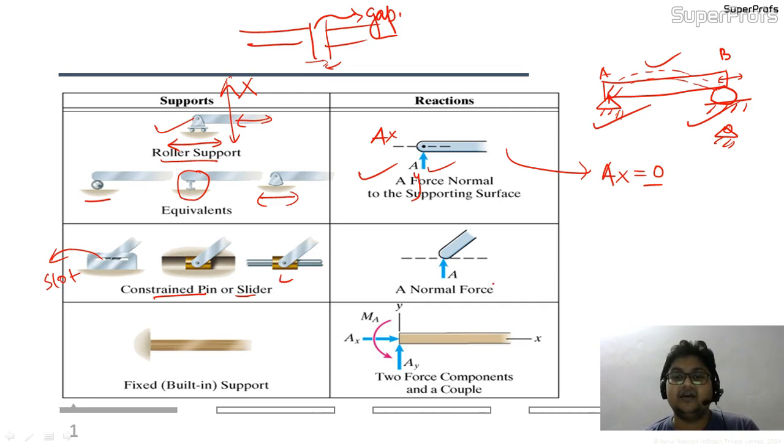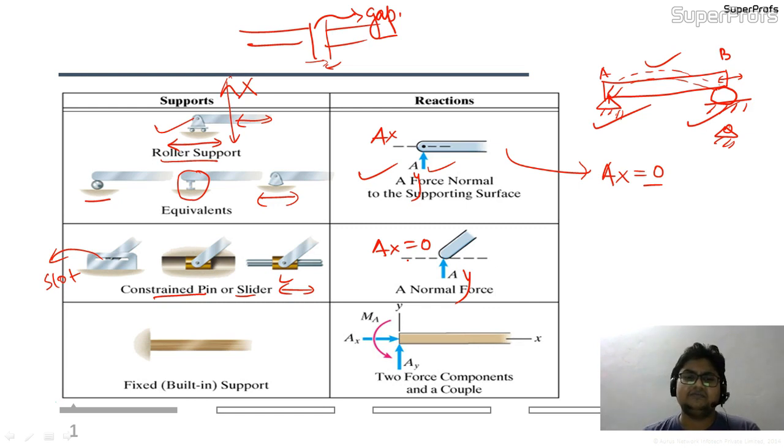Again, here as this is able to move in the horizontal direction, we can conclude that the reaction will always be present in the vertical direction only. So the normal force that comes into the picture will be in the vertical direction only, and AX will amount to zero. So in the case of roller support and constraint pin or slider support, always keep in mind that the horizontal reaction is always zero.